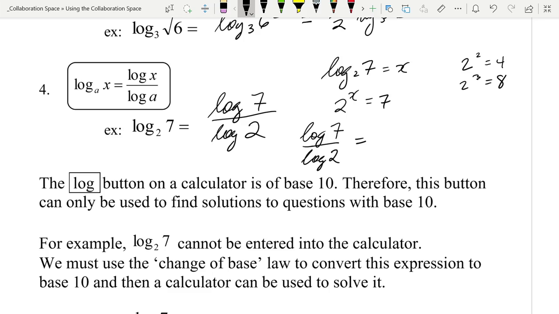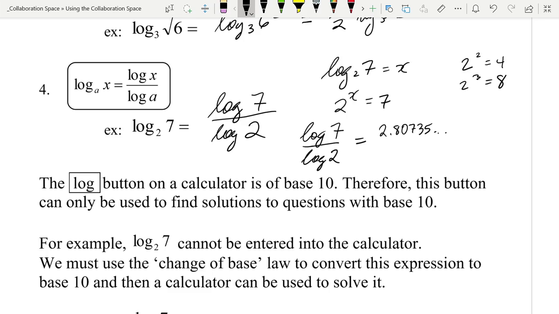Every calculator has a log button. Log of 7 divided by log of 2, and I'm getting 2.80735 and a whole bunch of decimals. Right? Some calculators give you 9 decimals, some 10. I think there's even a couple that give you 12.